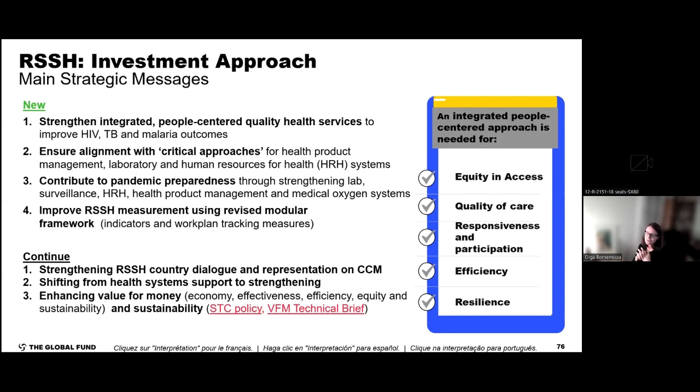And then the final thing is, given the current economic world environment, enhancing value for money is still incredibly important, as well as thinking about sustainability. And I've noted some of the policies in the technical briefs, and there will be an STC sustainability transition co-financing meeting, well, not meeting, but a webinar next Thursday, I think on the 30th of November. Okay, so next slide.